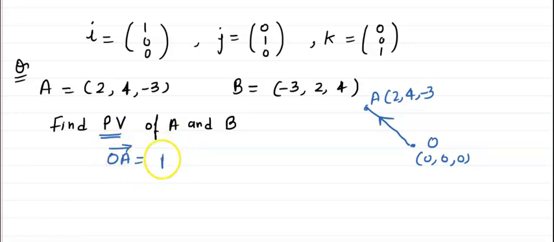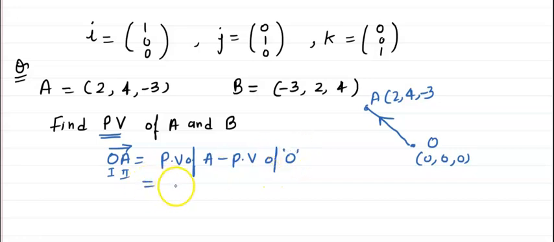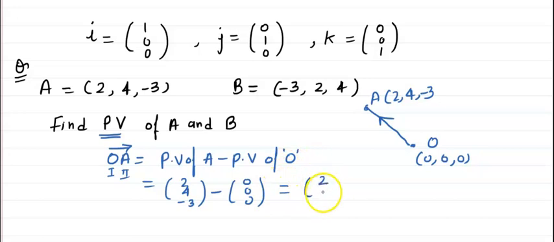OA means second minus first. So this is first and this is second. So second minus first: position vector of A minus position vector of O. O is origin. So position vector of A is 2, 4 and -3, and position vector of origin is 0, 0, 0. So 2 minus 0 becomes 2, 4 minus 0 becomes 4, -3 minus 0 becomes -3. So these are our position vector of OA.